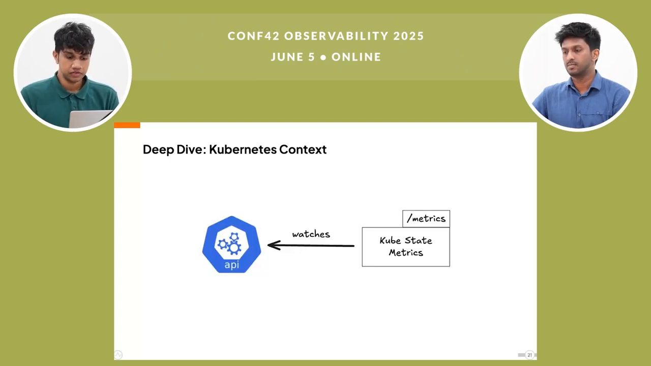To enrich our metrics with kube context, particularly labels and annotations, we use another solution called kube-state-metrics, which establishes a connection with the kube API and provides a real-time, up-to-date snapshot of the kube state. This also exposes an HTTP metrics endpoint, which Prometheus can come and read.